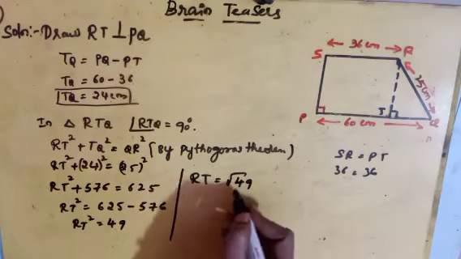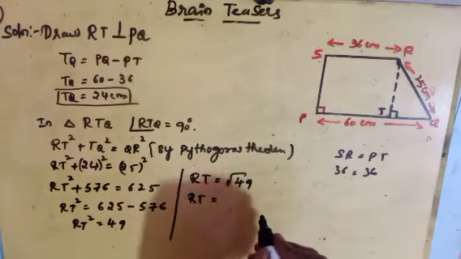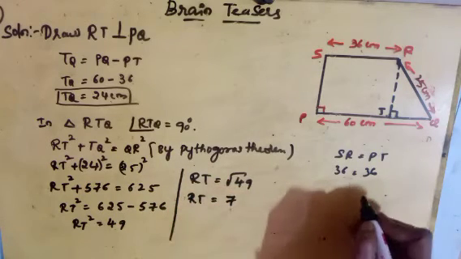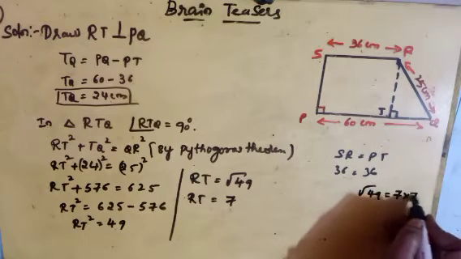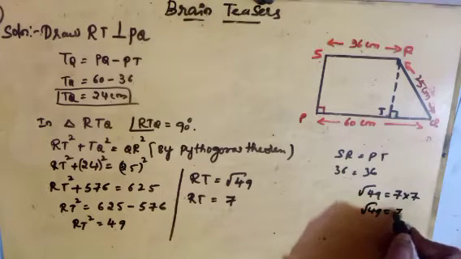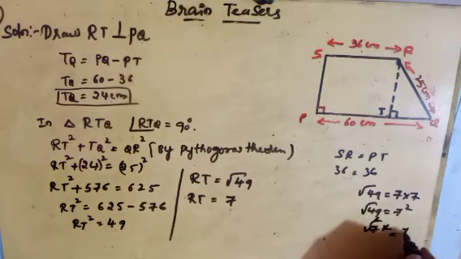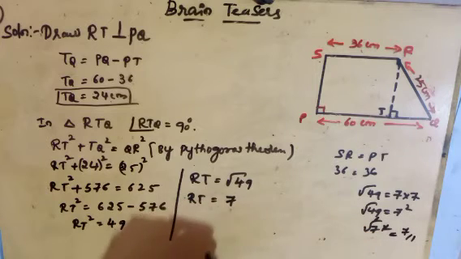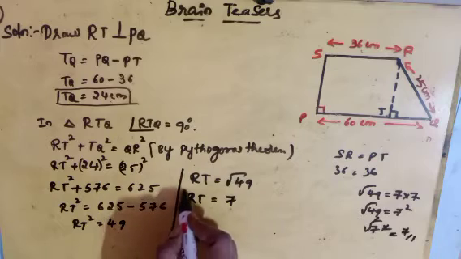When it comes to the right side, it becomes square. Then RT equals the square root of 49, which is 7. The square root of 49 is how much? 7 into 7 is 49. So 49 is 7 square. Let us put in the square root: square and square root will be cancelled, so we are left with 7. The square root of 49 is 7.